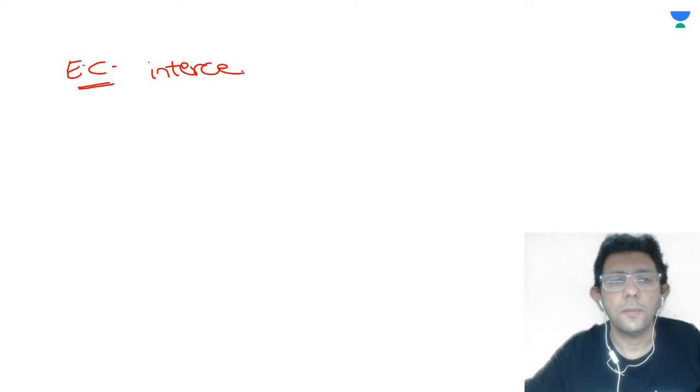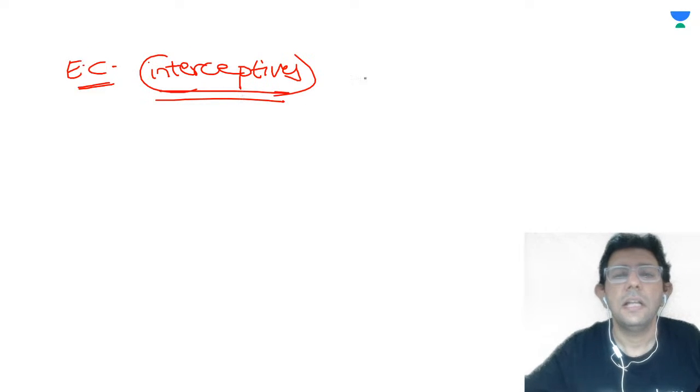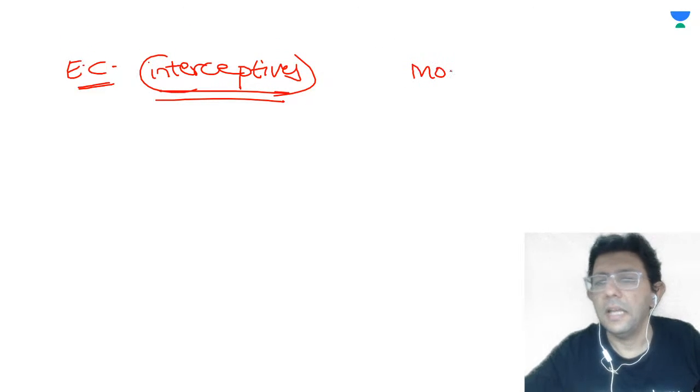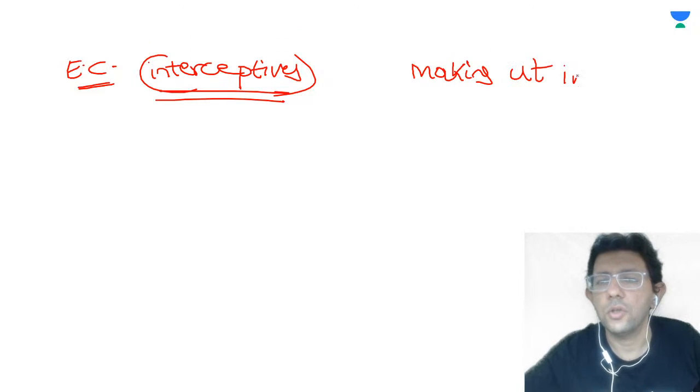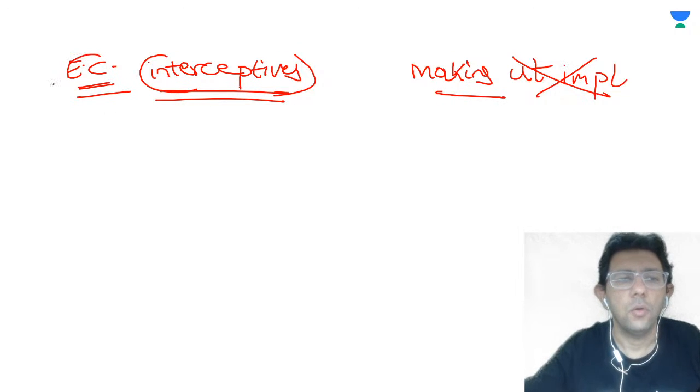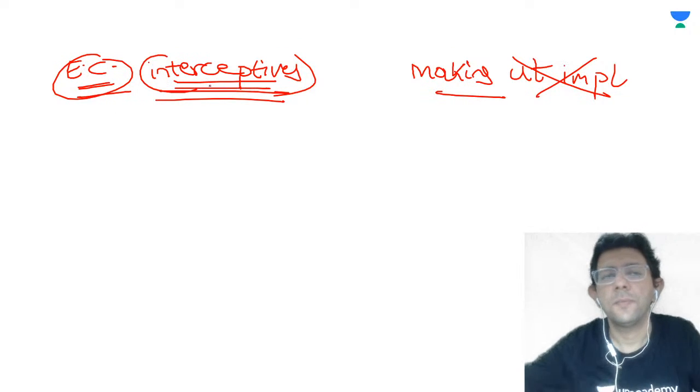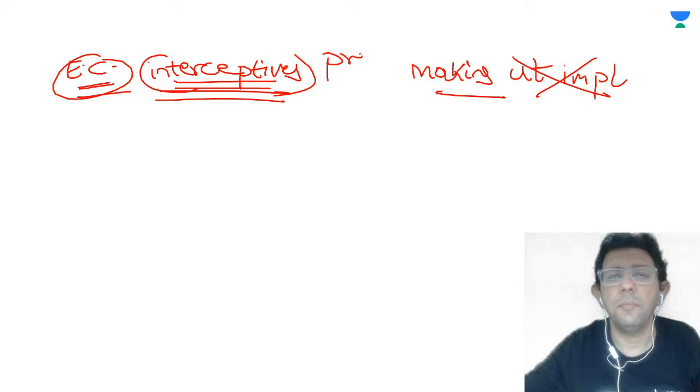So emergency contraceptives are also called interceptives. What is the meaning of interceptives? That mainly they act by making the uterus unsuitable for implantation. The uterus will not be suitable for implantation. That is how they work. They are the interceptives. Interceptives means prevent implantation.